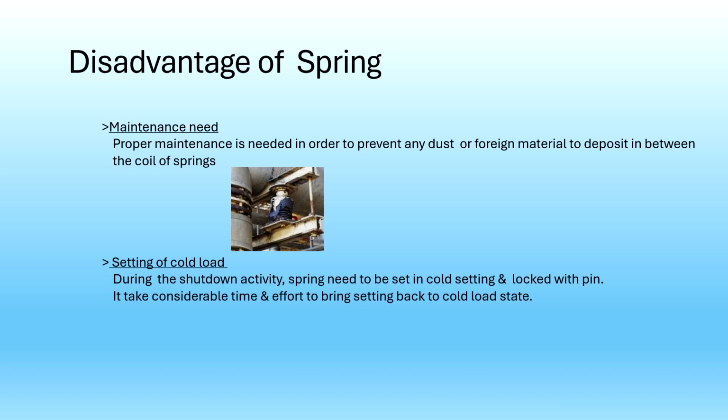Setting of cold load: during shutdown activity, the spring needs to be set in cold settings and locked with a pin. It takes considerable time and effort to bring the setting back to the cold load state. Once the shutdown activity has started, the spring has to be brought back to its normal position, that is the cold setting. It's really tough to bring it back to the cold setting. You have to press the springs. If the stiffness of the coil is too hard, external equipment is required and a lot of time is spent on this kind of thing.